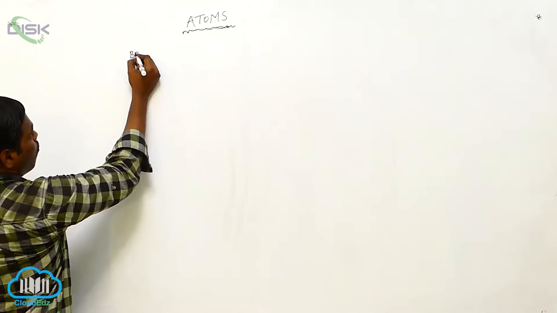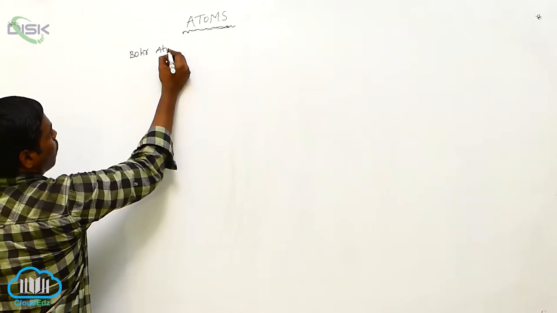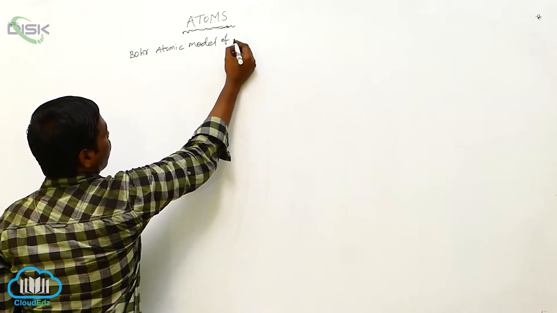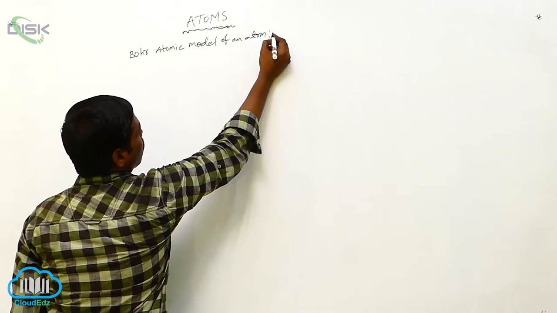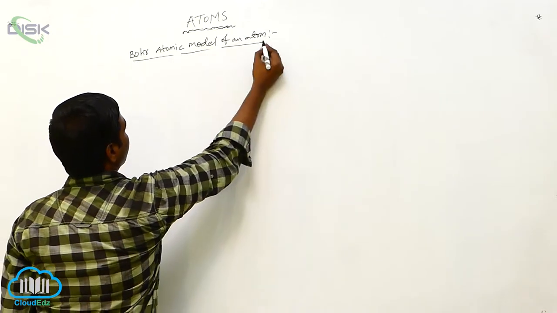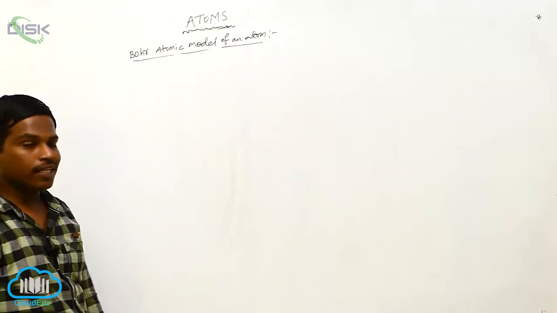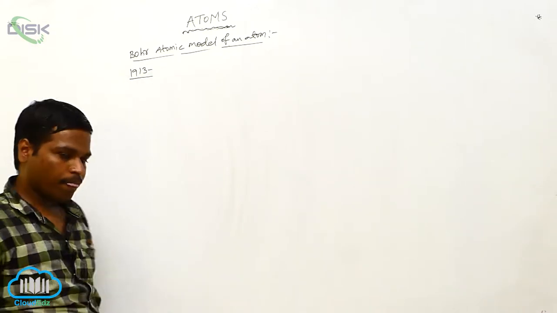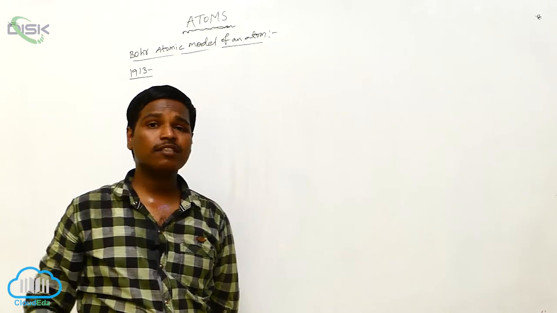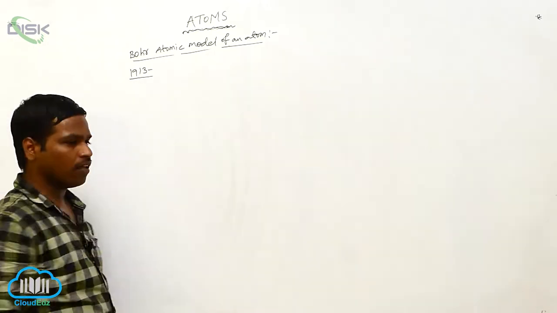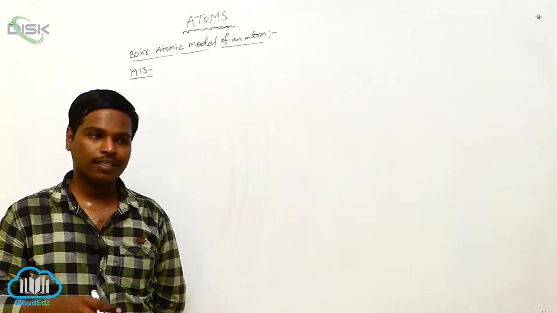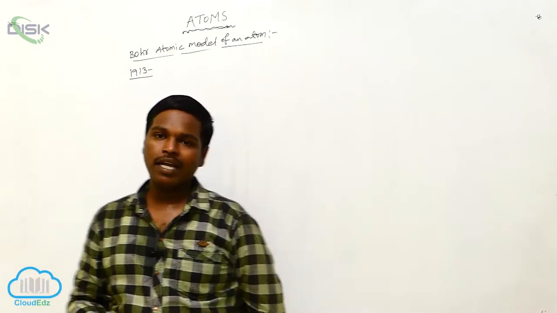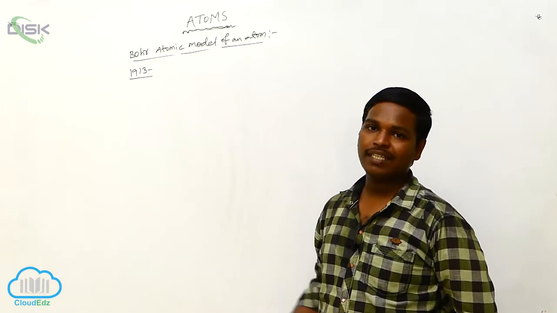And now, the Bohr atomic model of an atom. Bohr studied Rutherford's experiment, and in the year 1913 he gave the Bohr atomic model. According to Bohr, if the electron is revolving around the nucleus, then this electron is accelerated. That accelerated electron continuously loses its energy.